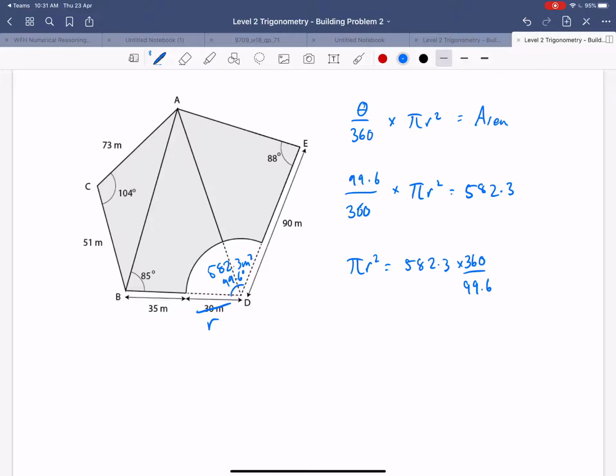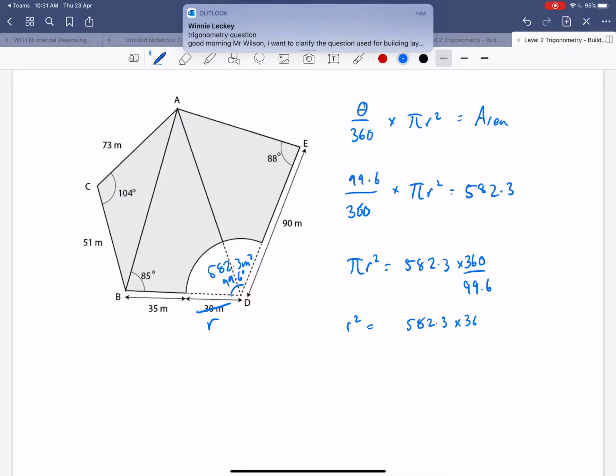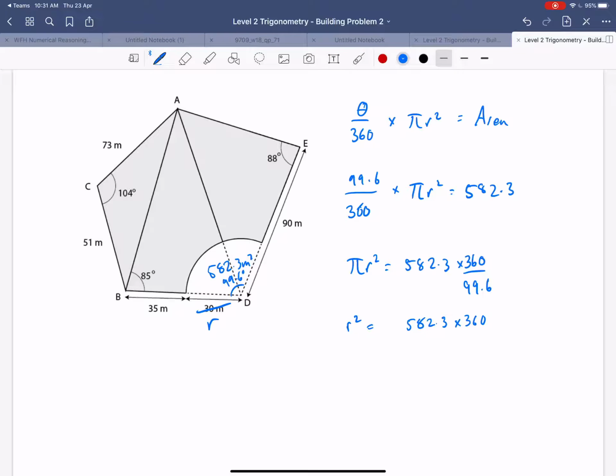So I've timesed up by 360, divided through by 99.6. Then r squared is all of this divided by pi: 582.3 times 360 over 99.6, all divided by pi.